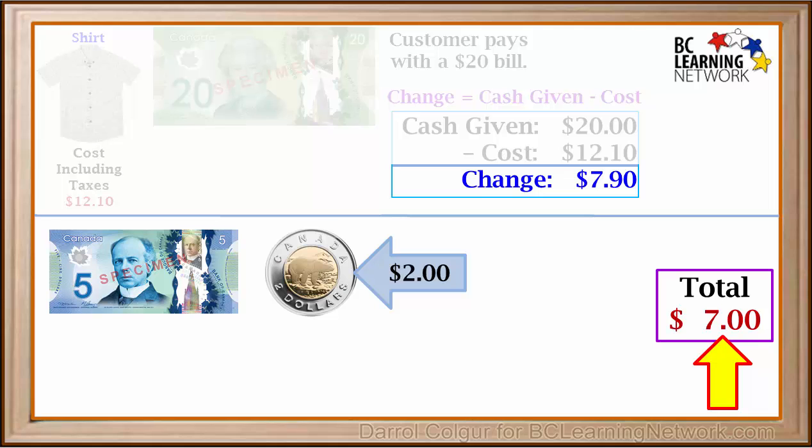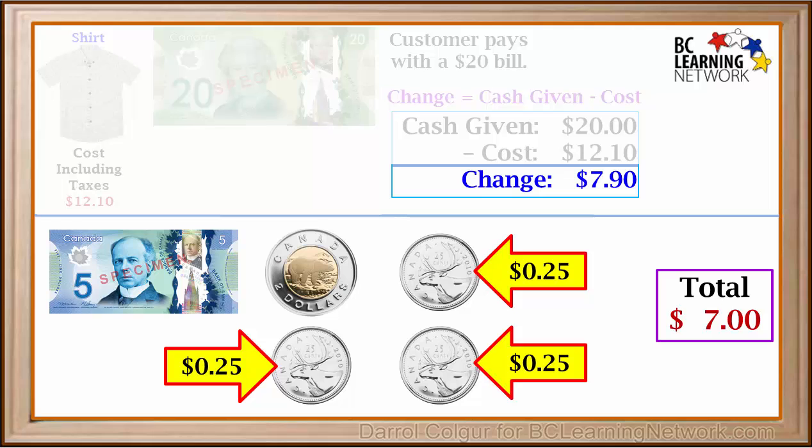We still need to add 90 cents. Adding a loonie would bring it to $8, which is too high. So the next largest denomination we can add is quarters. Adding 3 quarters brings our total up 3 times 25, or 75 cents. So our total now is $7.75.